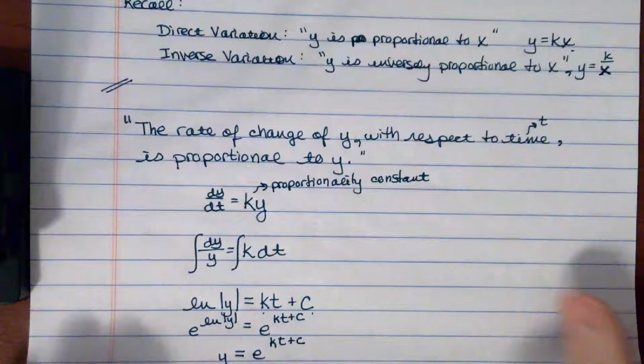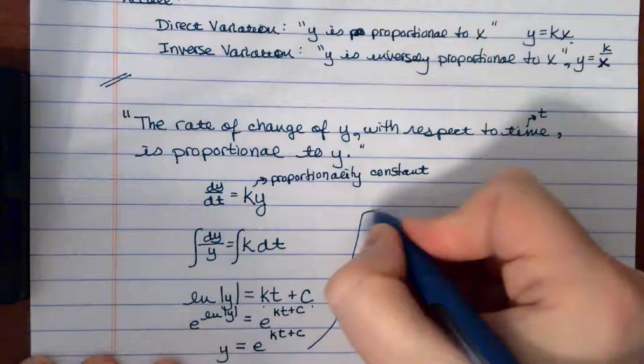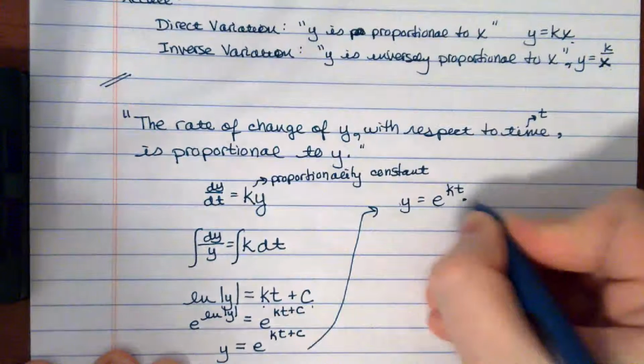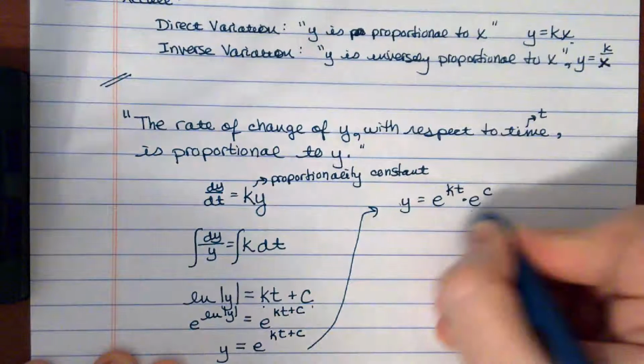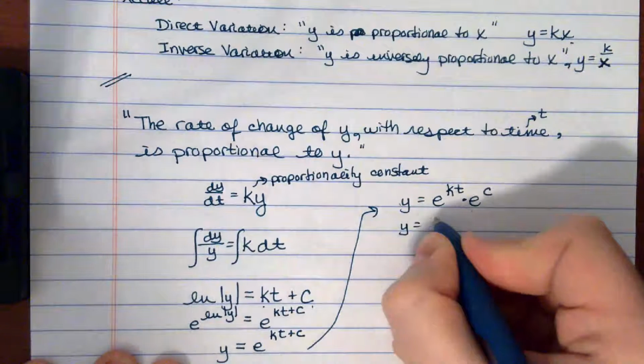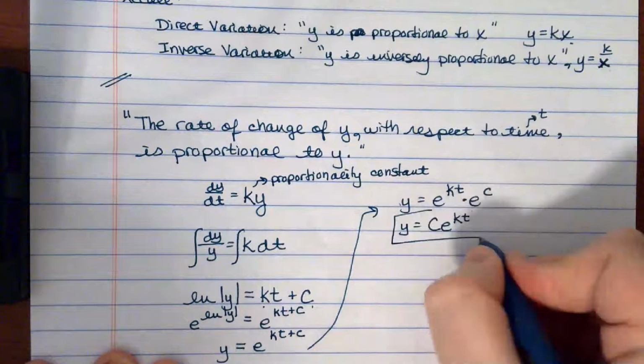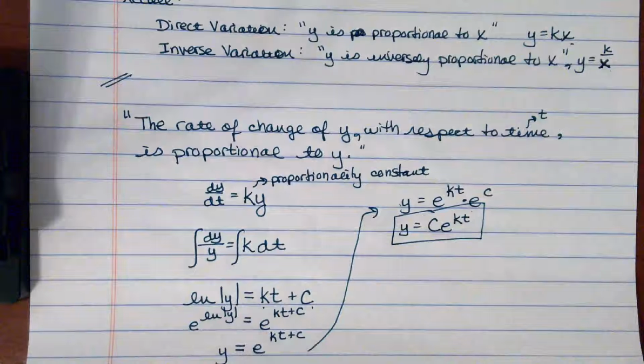Remember the simplifying we looked at yesterday, though? I can say that that's going to be e to the kt times e to the c, and e to a constant is still just a constant. So my solution is y equals c e to the kt. I'm going to pause so you can get all this in your notes.